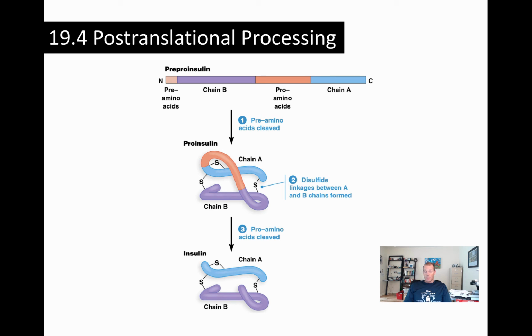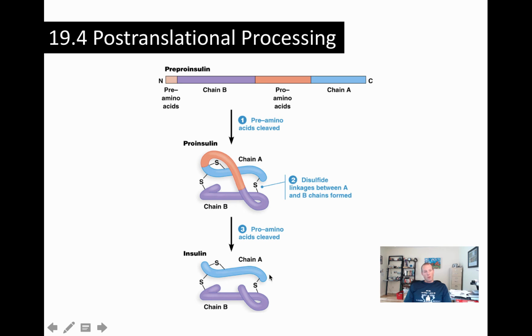And the transport of some proteins may also require the removal of certain sequences so they can be transported appropriately. We'll talk about a variation of that when we talk about signal sequences in protein targeting and sorting in the next section. Let's look at one somewhat complicated example of post-translational processing, and that is the example of insulin production.